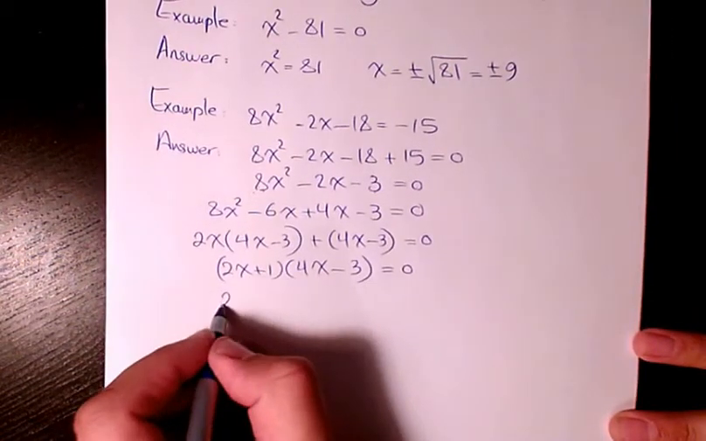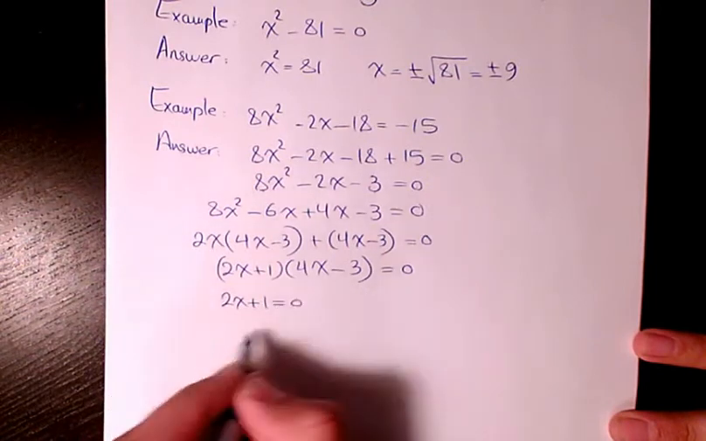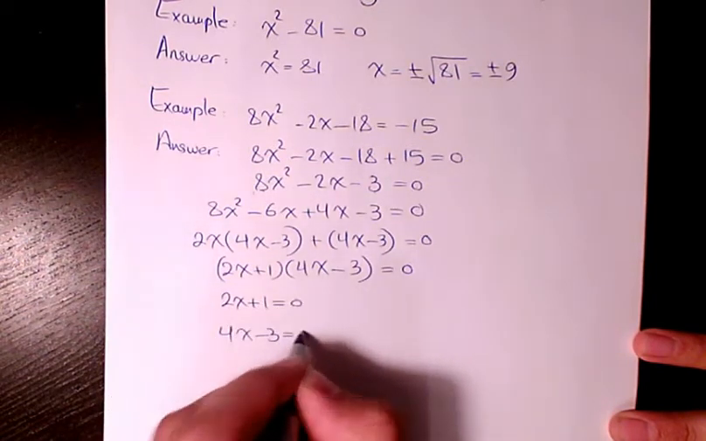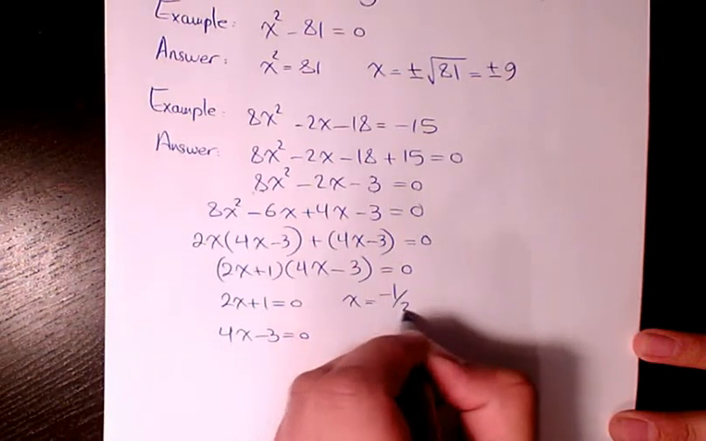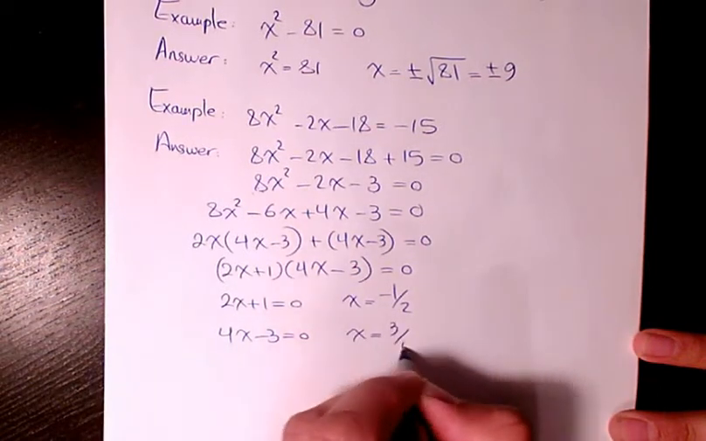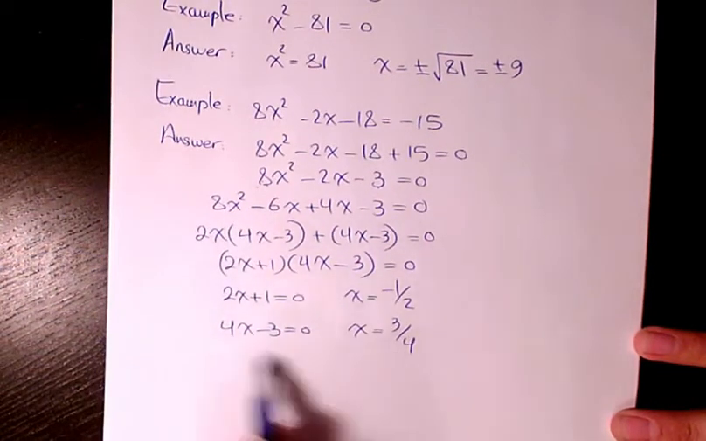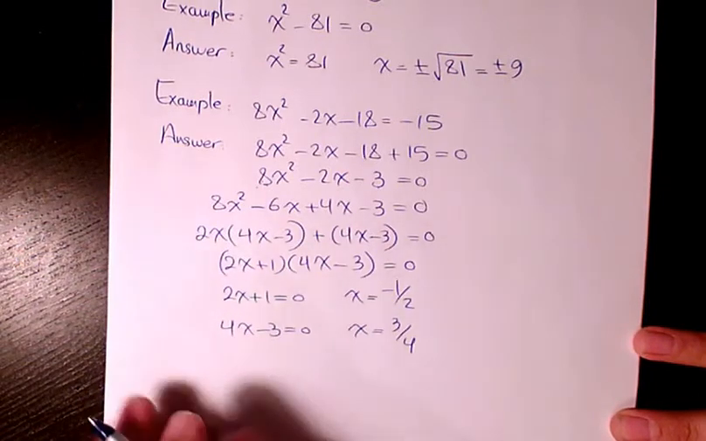So therefore, it has to be 2x plus 1 equals 0 or 4x minus 3 equals 0. So x will be negative 1 over 2, and here it is going to be 3 over 4. These are the answers.